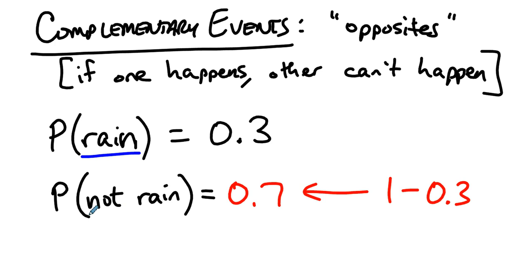What makes these events complementary? If this one happens, that one can't, and vice versa. If it rains, then not rain doesn't happen. If it doesn't rain, then by definition, rain doesn't happen. These are complementary events.